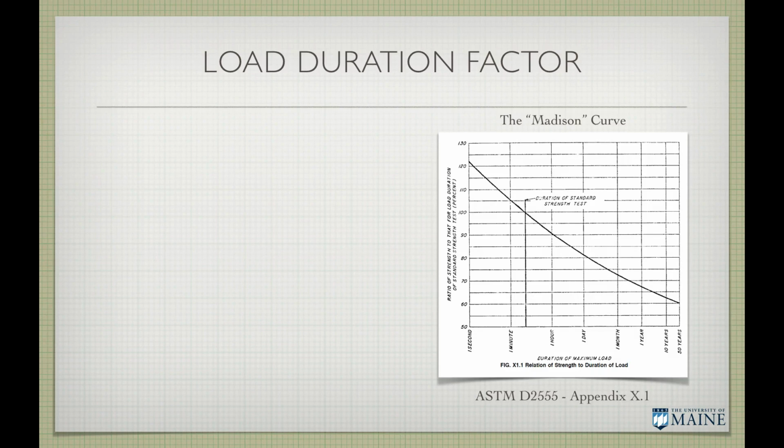This curve shows up in many, many places. It shows up in your National Design Specification. It shows up in ASTM standards. This was developed back in the 1930s originally, and it's often referred to as the Madison curve because the work was done at the Forest Products Laboratory in Madison, Wisconsin. Really important curve. So let's take a look at this. On the x-axis is duration of load.